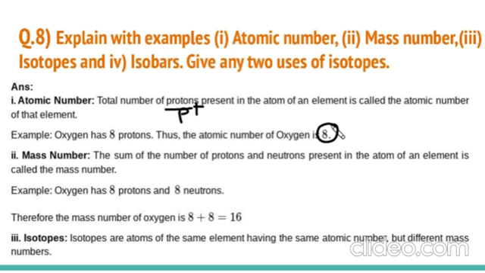Mass number is the sum of protons and neutrons. Oxygen has 8 protons and 8 neutrons. 8 plus 8 is 16, so the mass number is 16. Next, isotopes. Isotopes are atoms of the same element, with the same atomic number, but different mass numbers. As I had explained, for chlorine, even for carbon, all the elements are the same, they have the same atomic number, but the mass number is changing.